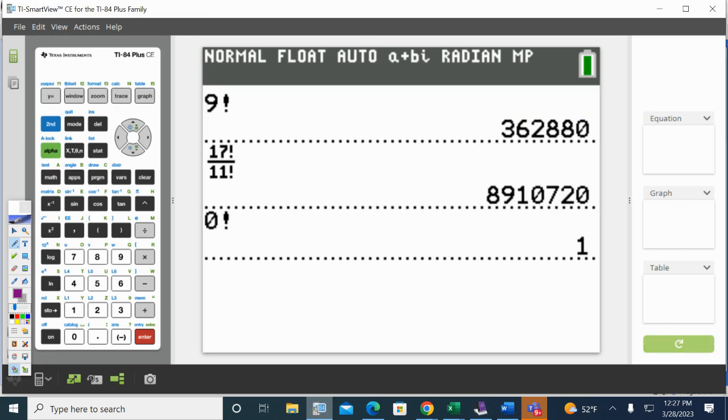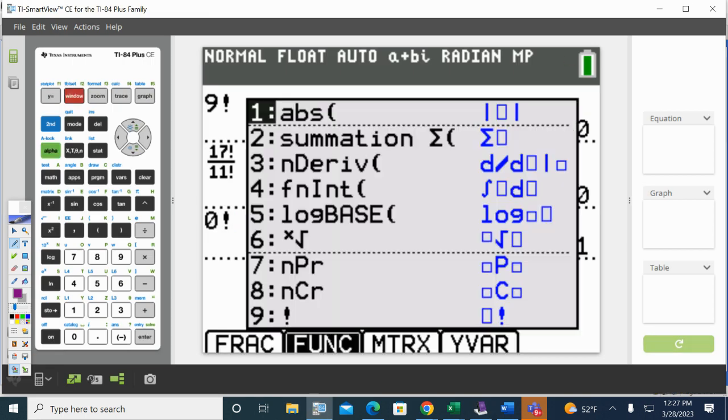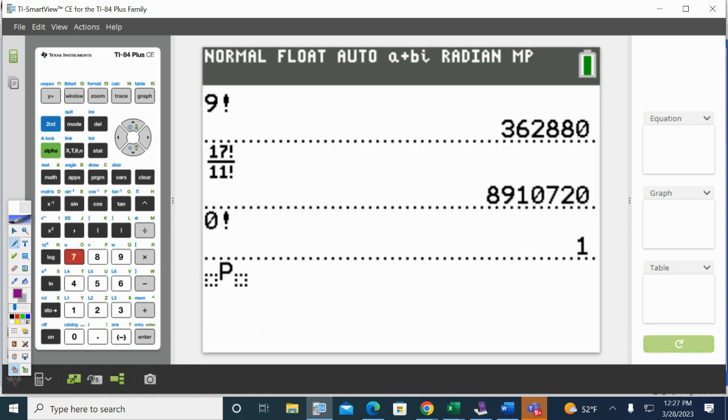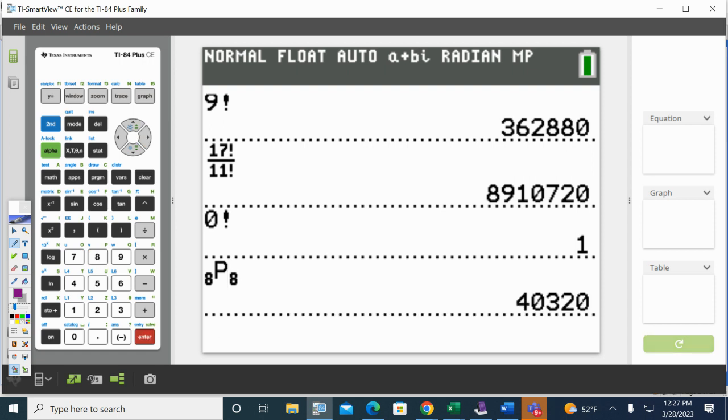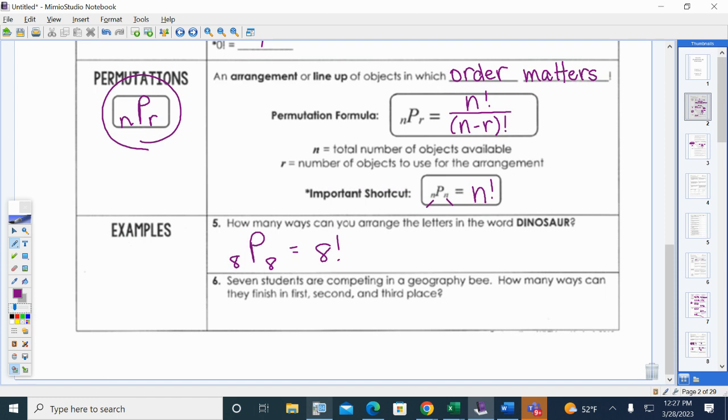But let me show you in the calculator. Alpha window. Permutations are number 7 on this menu. I'm going to go ahead and choose number 7. And then you would just put in the 8 and the 8, and the calculator will tell you there's 40,320 ways that we can arrange all of those letters in the word dinosaur.